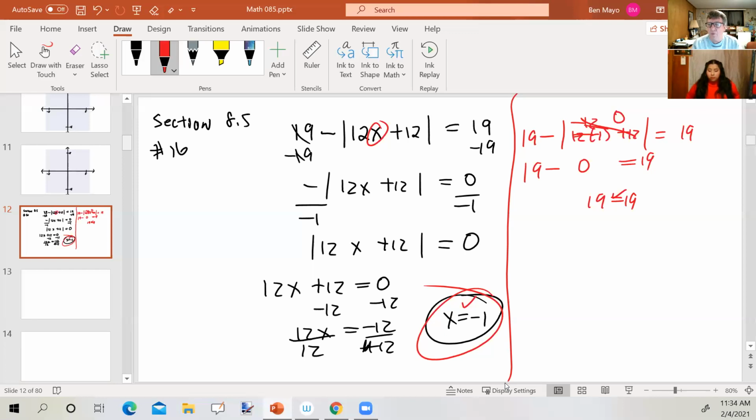Any questions on that before we go on to another problem? All right. Do you have any questions? Anybody from section 8.5 before we go on to section 8.9?